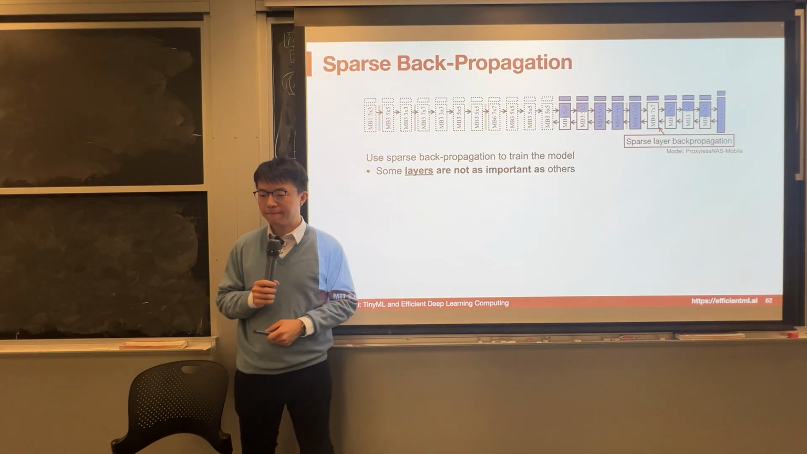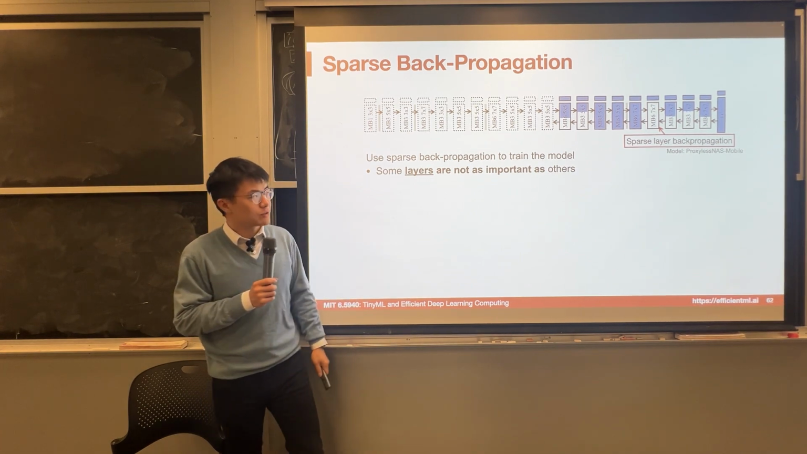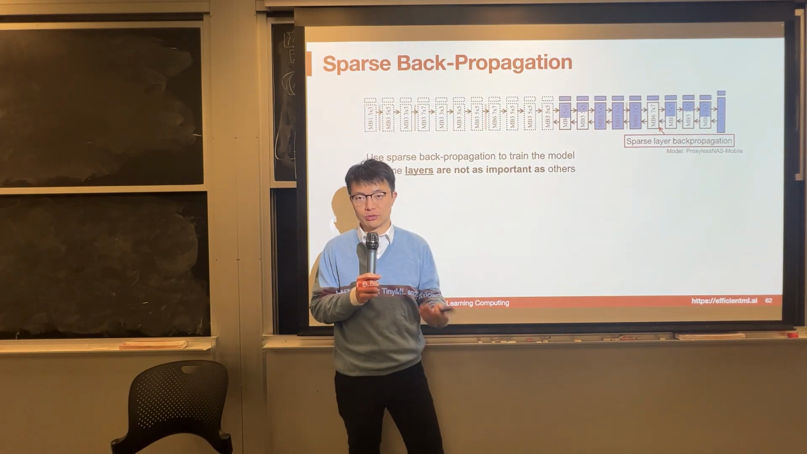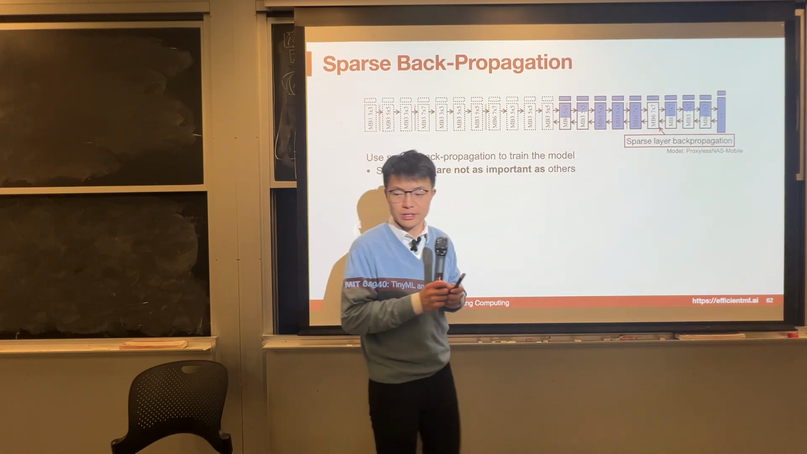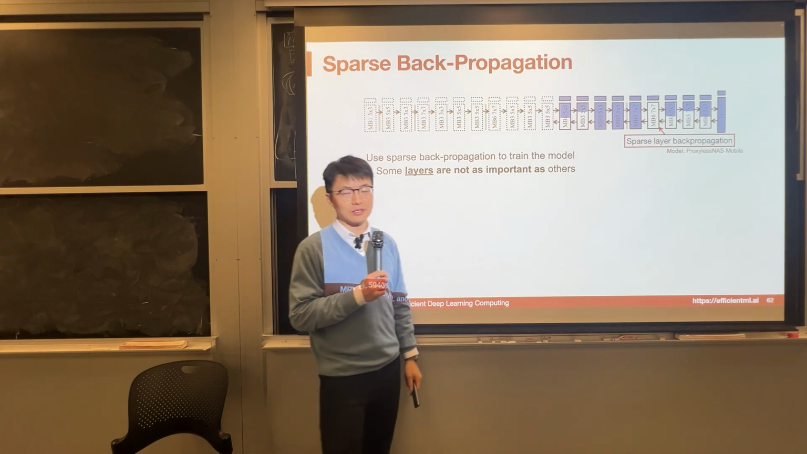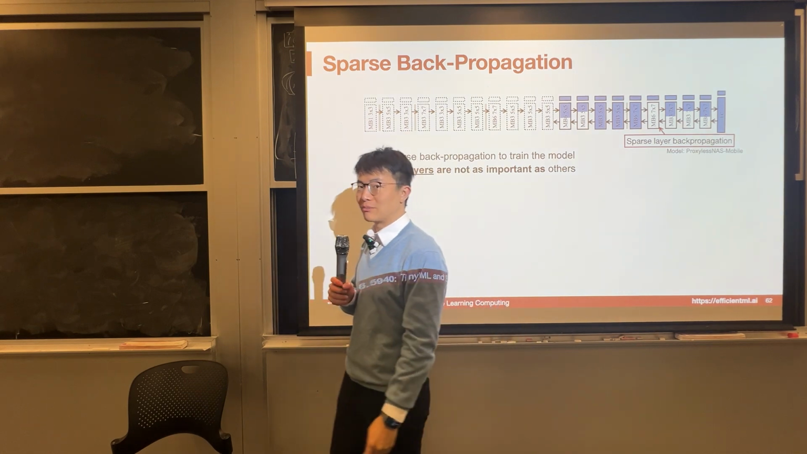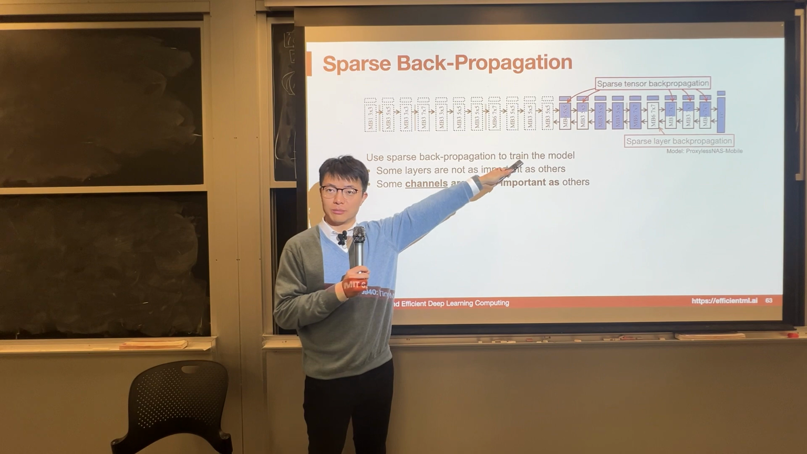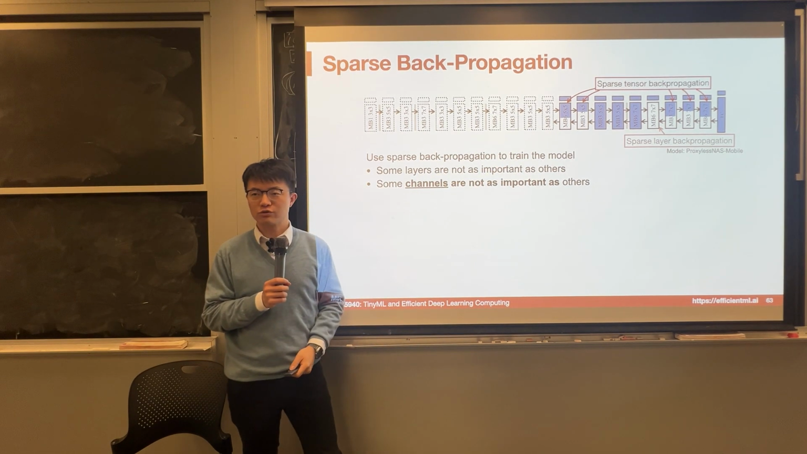Very low hanging fruit. And the general approach is to select those layers that are not contributing much to the backpropagation, to the learning process. For example, sparse layer backpropagation is saying that some layers are not as important as others. For example, this layer may not be as important, so we don't need to update the weights. And some channels within a layer may not be as important, so we can prune away those channels within a layer.